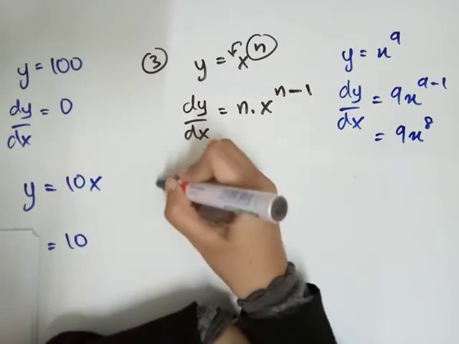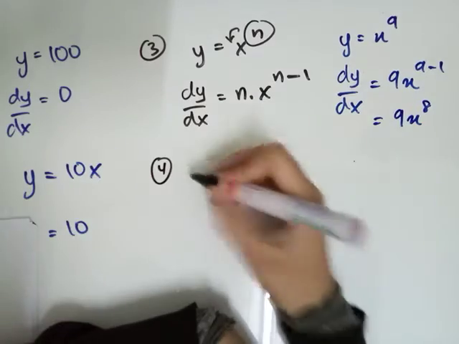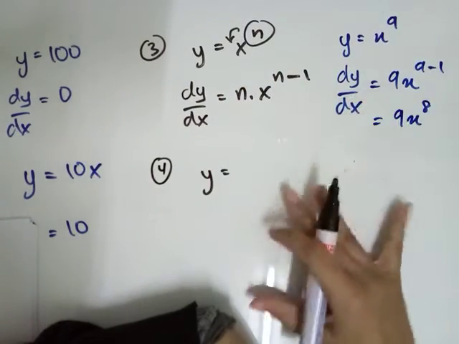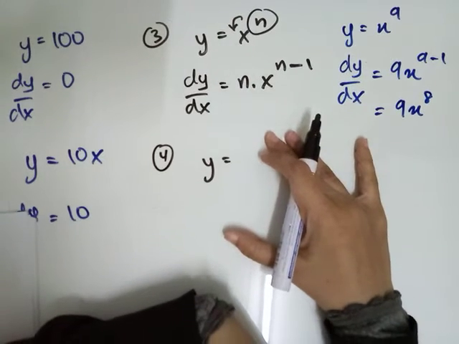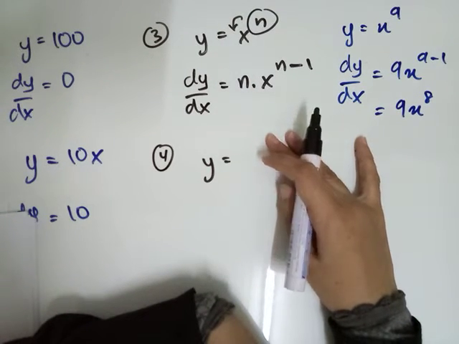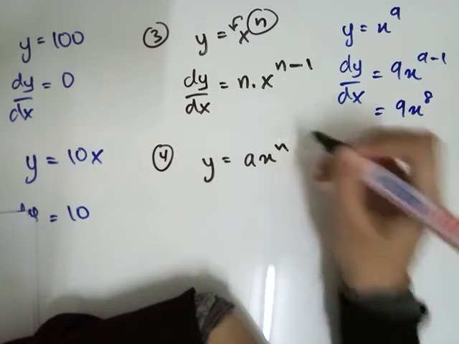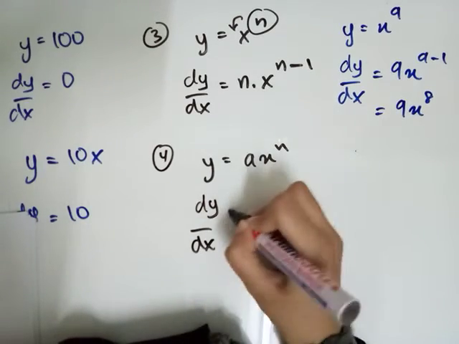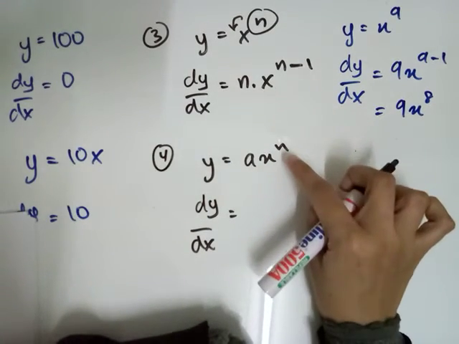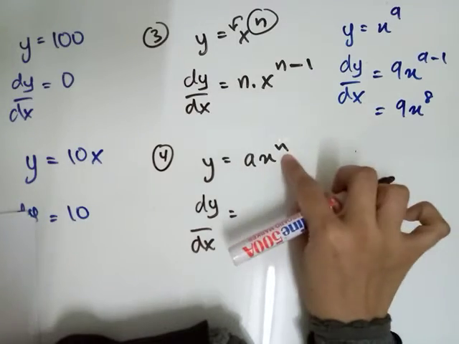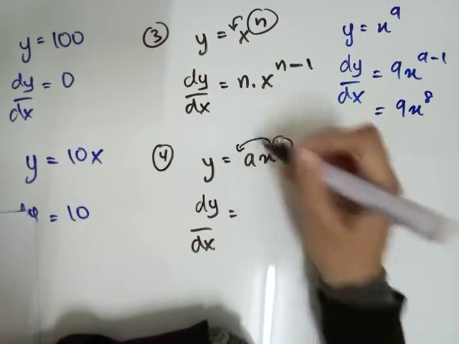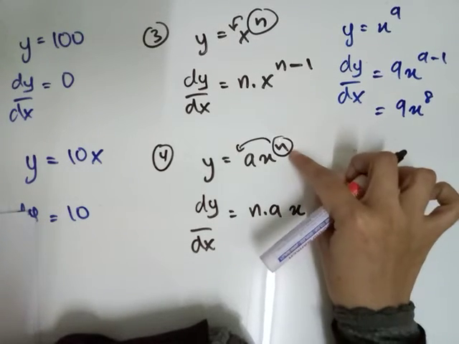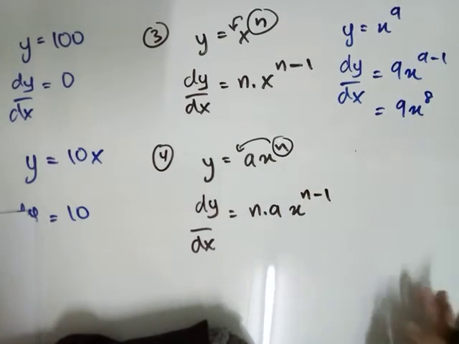Okay, number 4. Yang ni saya explain based on saya punya question. Awak cuba faham dulu macam mana nak differentiate. So when y equals ax power n, differentiate y with respect to x, it is equal to, n awak bawa ke depan, n bring in front, so n times ax, and then the power n would be minus 1.